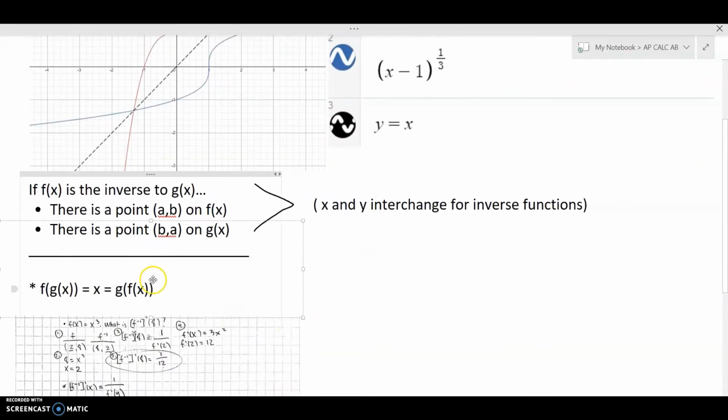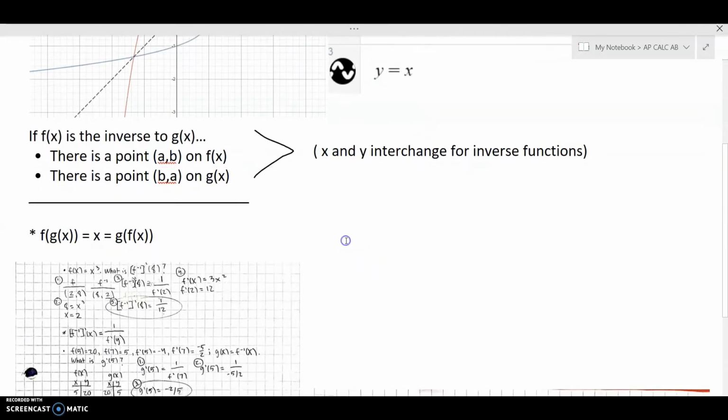Okay, so the College Board wants you to be familiar with this right here. It states that f of g of x is equal to x, which is equal to g of f of x. So you don't need to prove this in any way, but you do need to understand that this composite function is equal to this composite function, and they're both equal to x.